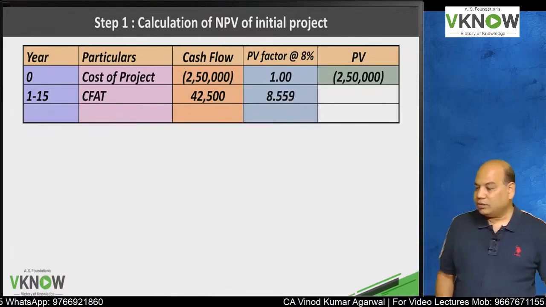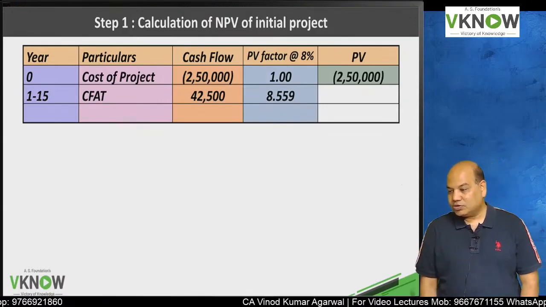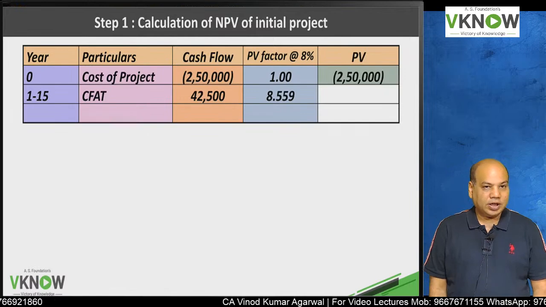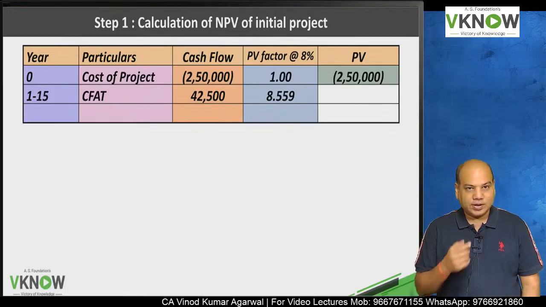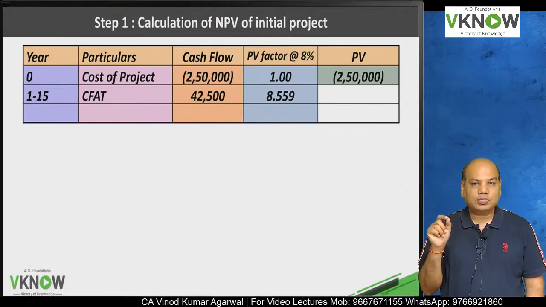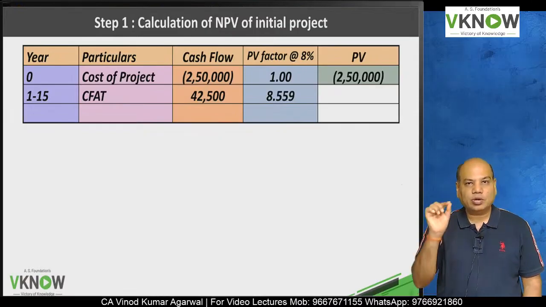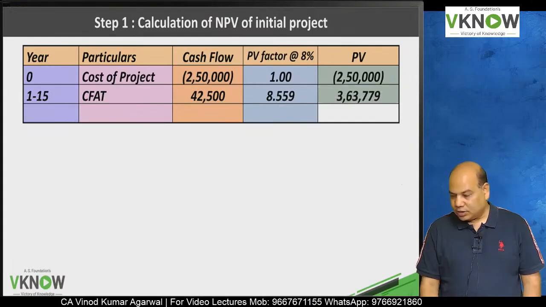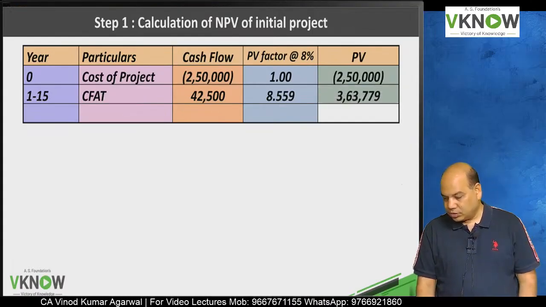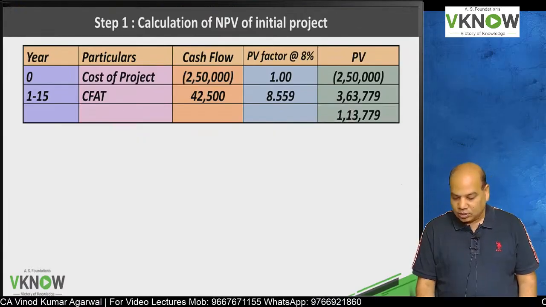Now check the present value factor at 8% and 15 years. Please check PV factor at 8% and 15 years. 8.559. Please check, or you have your book. Those who have the class notes, at the end of the book we have given all annuity tables. So 8.559 is right. Multiply. You will get 363,779. Please take the total.